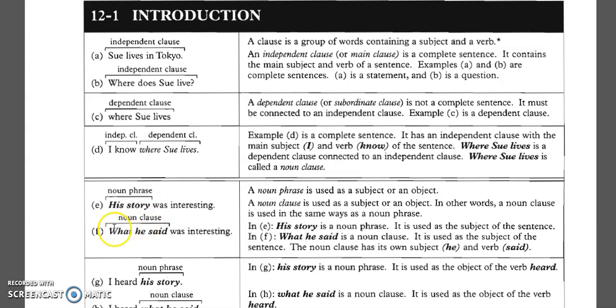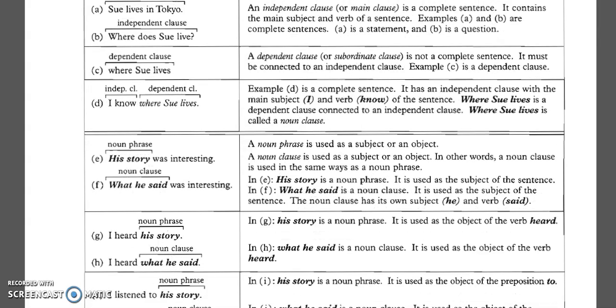Now, meanwhile here in F, it is a clause because it has a subject and also it has a verb. Tapi ini adalah dependent clause ya, karena dia tidak bisa berdiri sendiri. So what he said cannot be a sentence. And this noun clause plays a role as a subject of this sentence. What he said was interesting. Jadi ini tuh sama aja dengan Danny, sama aja dengan Jessica, sama aja dengan subjek yang satu kata, satu frasa. Nah, ini dia bentuknya klausa. Gitu ya.